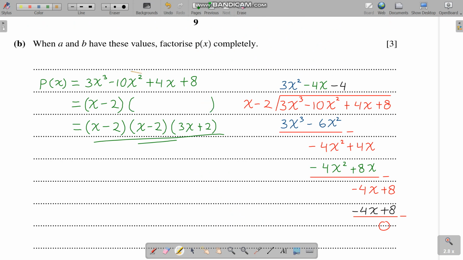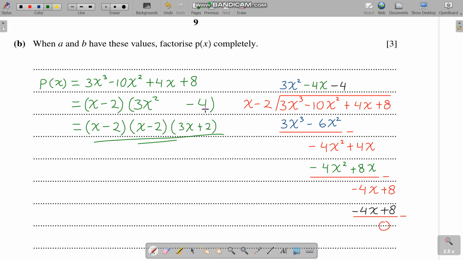So this is the p of x. We already know that x minus 2 is a factor. So in order to find the quadratic quotient, just think, x must be multiplied by what to get 3x cubed? That's gotta be 3x squared. There's no other possibility. And minus 2 times what to get plus 8? It's gotta be minus 4.